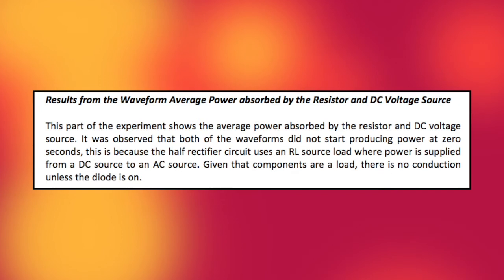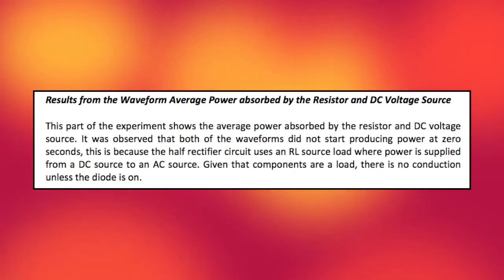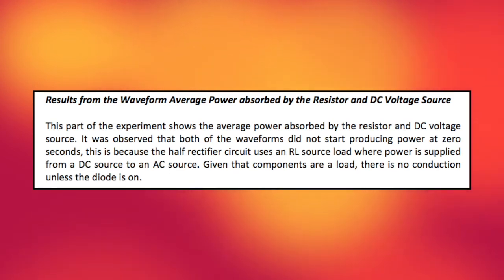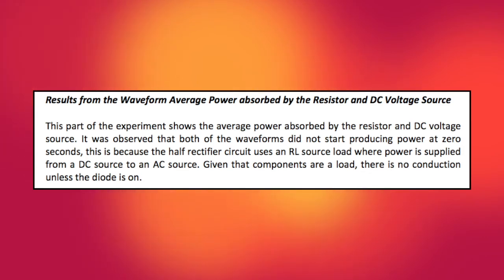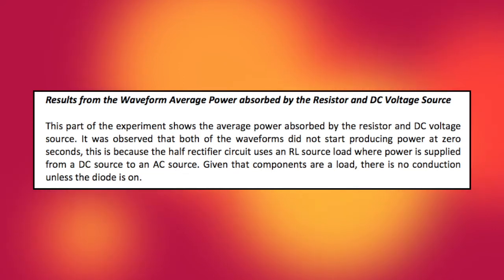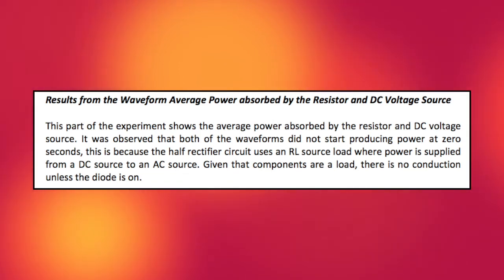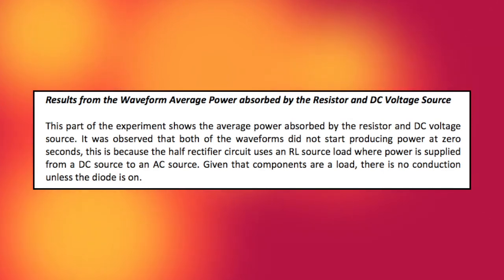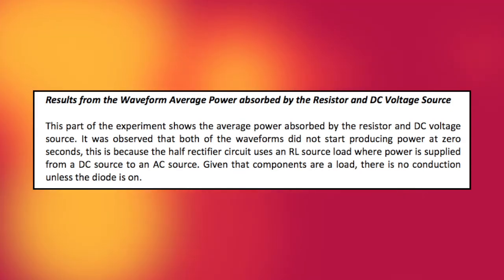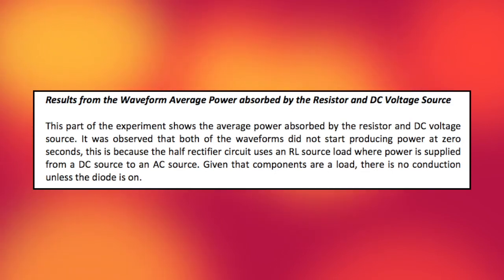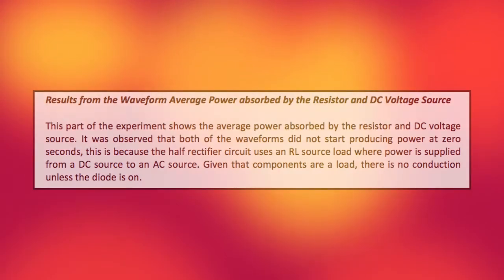The results from the waveform of average power absorbed by the resistor and the DC voltage source show that in this part of the experiment, it was observed that both of the waveforms did not start producing power at 0 seconds. This is because the half-wave rectifier circuit uses an RL source load where power is supplied from a DC source to an AC source. Given that these components are loads, there is no conduction unless the diode is on.